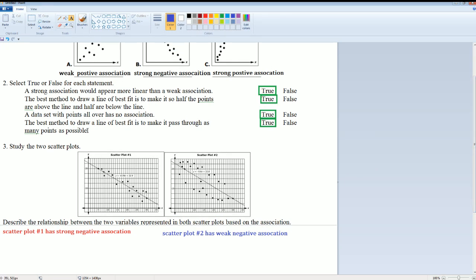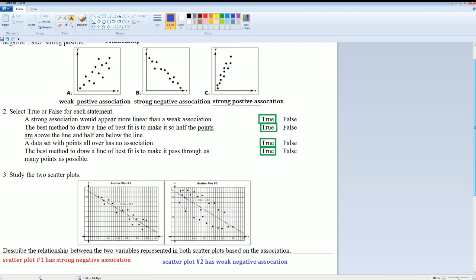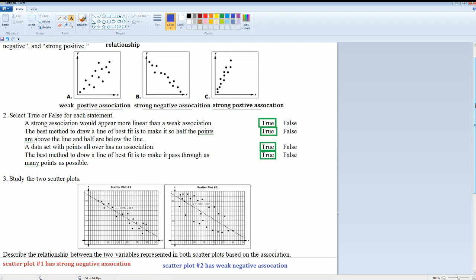It uses a lot of vocab and core concepts of the line of best fit and associations. Okay, all right. So there you go. If you have any questions, please let me know. But those are all your homework solutions.